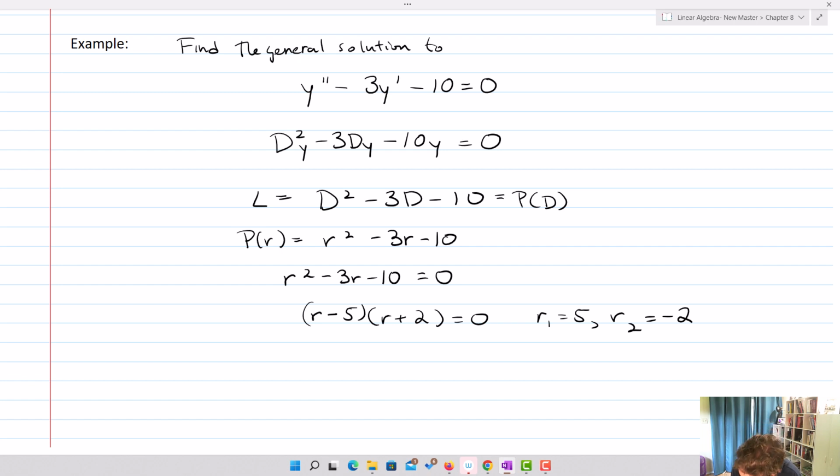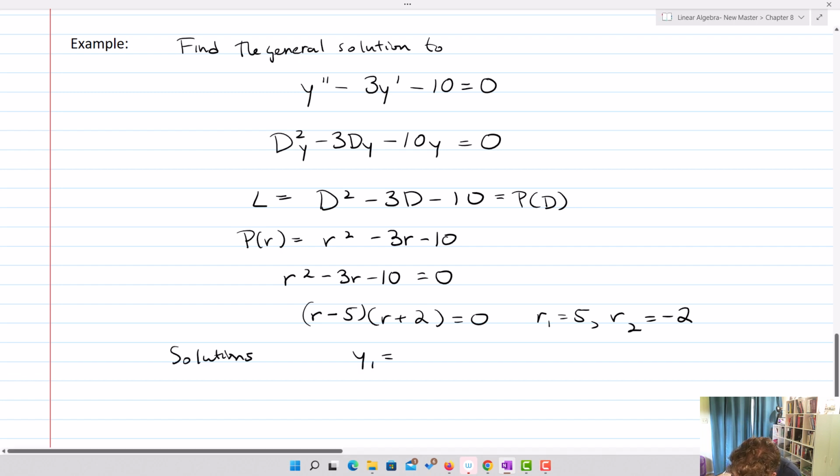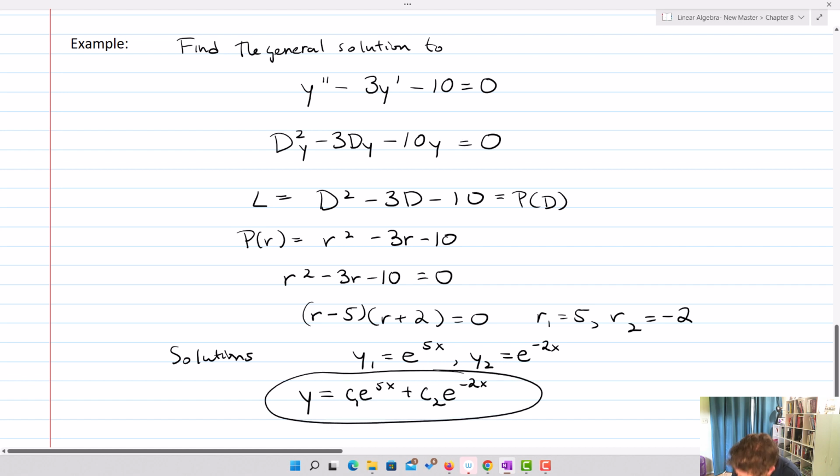So my solutions are y1 equals e to the 5x, and y2 equals e to the negative 2x. And we write that together as a single value. Y is going to equal c1 e to the 5x, because we have two constants, plus c2 e to the negative 2x. And that is the general solution to the differential equation.